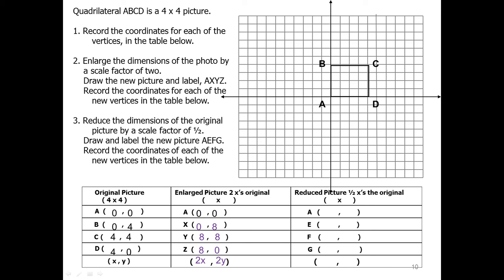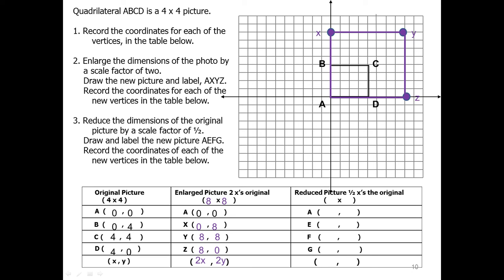So my coordinates, the rule here is 2x, 2y. 2 times the x's and 2 times the y, which means that my enlarged picture is no longer 4 by 4, but is actually 8 by 8. Now let's see what that looks like. If I plot the new points, my x, y, and z, and join them together, I get a square that is twice the size of the original square.